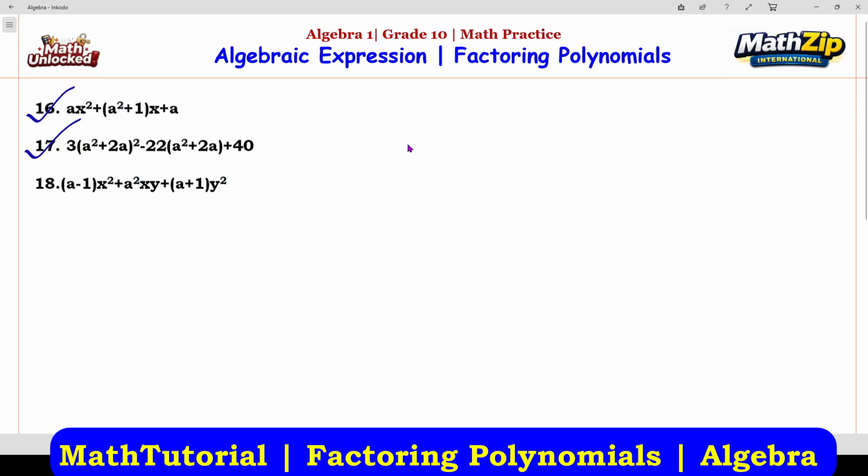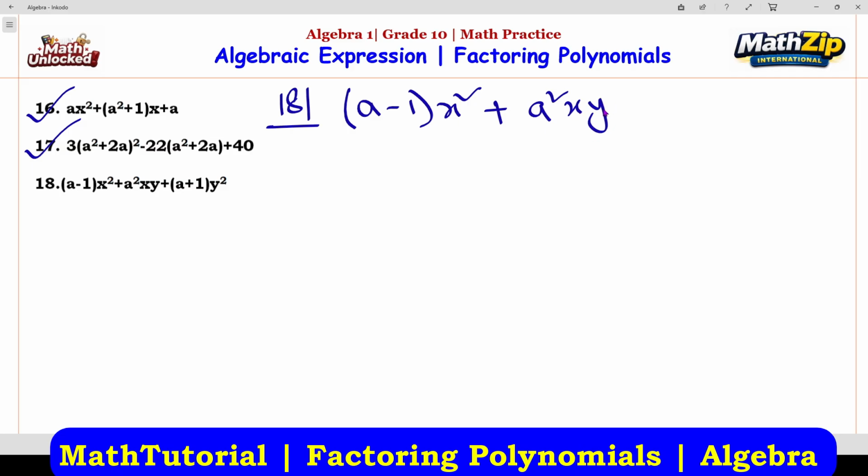Question 18 is also similar to 17. So first, here is (a minus 1) x square, plus a square xy, plus (a plus 1) y square, right? So look, here are two things. One is a minus 1, another one is a plus 1. So we have to find some similarity.